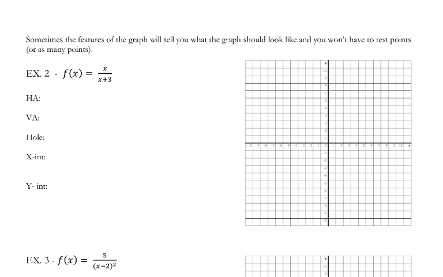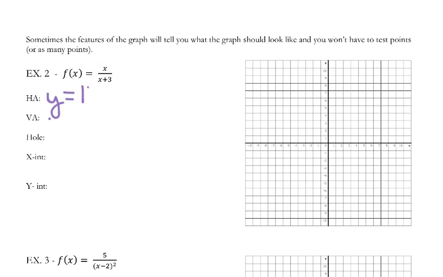So here in example 2, when we've identified the horizontal asymptote, the vertical asymptote, the holes, intercepts, etc., we'll be able to figure out what the graph should look like without testing any points. You'll see how this is going to work. Let's start with the horizontal asymptote. For the horizontal asymptote, we need to look at the degree in the numerator and the denominator. The numerator is degree 1, as is the denominator. That means this is a balanced equation. So my horizontal asymptote is y equals whatever the coefficients are. In the numerator, the coefficient is 1. In the denominator, the coefficient is 1. So it's 1 over 1, which is just 1. Y equals 1.